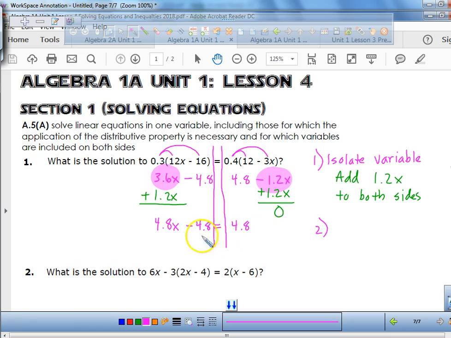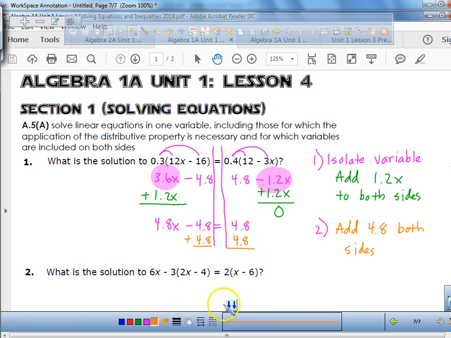So after I isolated the variable to one side, I have to move the constant over here. I've got to move all the numbers to the other side. So how do I get rid of a negative 4.8? What am I going to do to both sides next? Go ahead, D1. Add 4.8, or 4 8/10, to both sides. Add 4.8 to both sides.